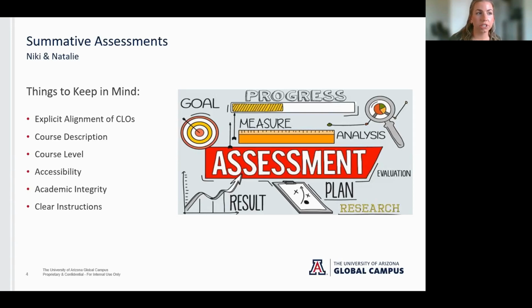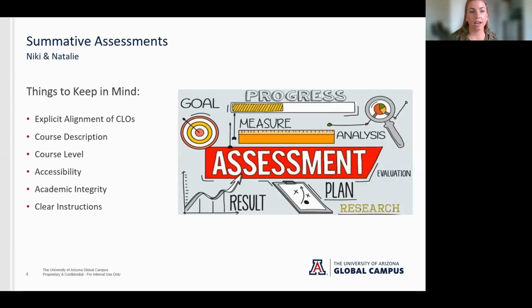The course description and course learning outcomes should guide you when creating that summative assessment, and all of them should be aligned. Another thing to think about is the course level: where your course is within your program, and whether it is at a bachelor's, master's, or doctoral level. This will determine how you can assess them correctly and meet the students where they are. Another thing to think about is accessibility. We want to ensure that all aspects of the course, including the summative assessment, are accessible to all students.